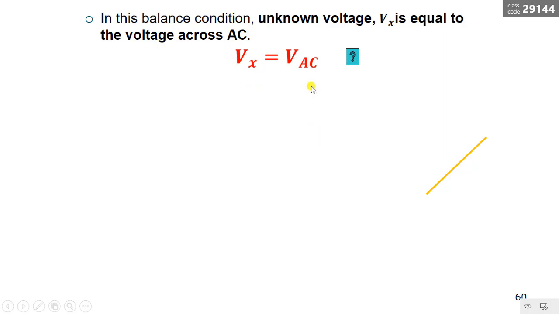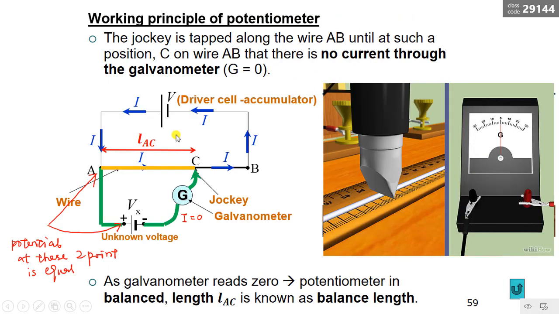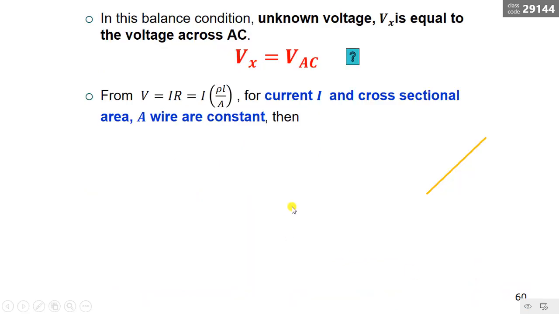Okay, so how are we going to find the voltage across the wire from point A to C? Macam mana nak cari voltage across the length of the wire A to C? So we are going to use Ohm's law.